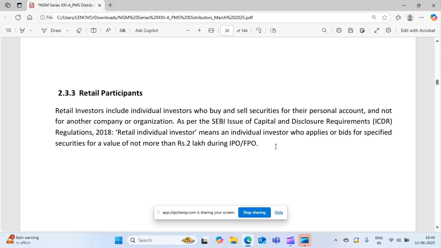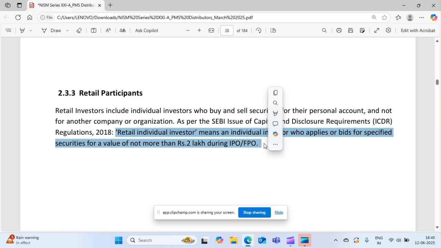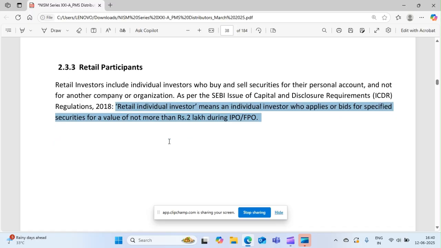And last but not the least, all of us who are retail investors. Retail investors have been defined as an individual who applies or bids for a specified security for a value not more than 2 lakhs during IPO and FPO. That's what a retail investor is. Of course, if you get 10 such IPOs, you will be applying for 20 lakhs. So 2 lakh is the per security limit, not the overall limit, right? So that's your retail investor.